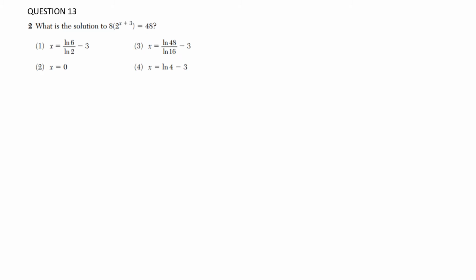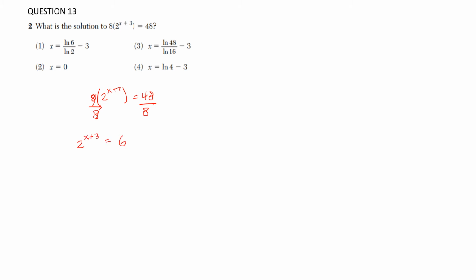All right, question 13. What is the solution to 8 times 2 to the x plus 3 power equals 48? Again, we might be invoking some sort of log rules here. Let's see what we can do first. It looks like we could just divide both sides by 8. That's probably the simplest first step here. So we divide both sides by 8, and we get 2 to the x plus 3 power equals 6.